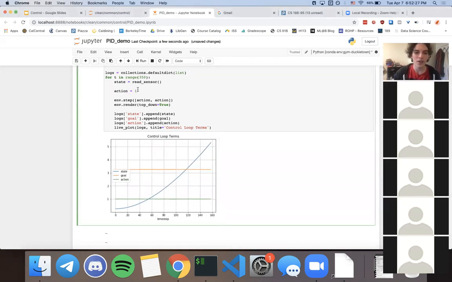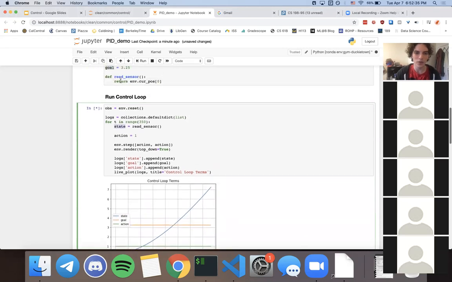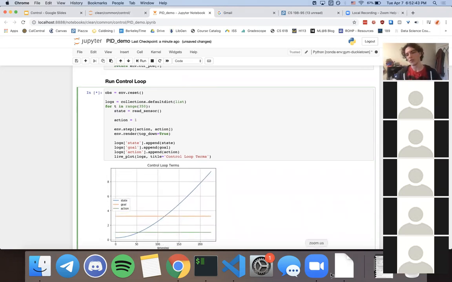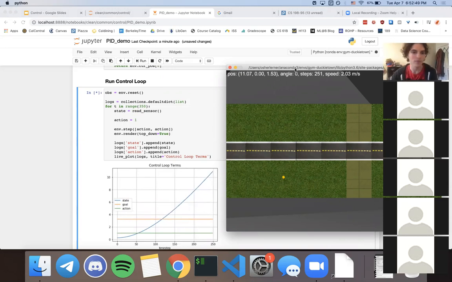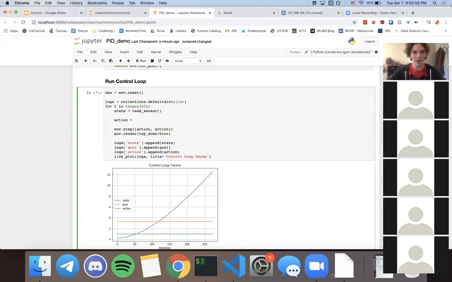So let's try and fix this. Any thoughts? What should I make my action? I have access to a state, which is a number, and a goal, which is another number. Ideally, I want my action to depend on the state and the goal, not just be a constant number. I don't know, what are your thoughts? The goal minus the state. That is a fantastic idea. You're already ahead of what I was meant to do. Yeah, let's do goal minus state.